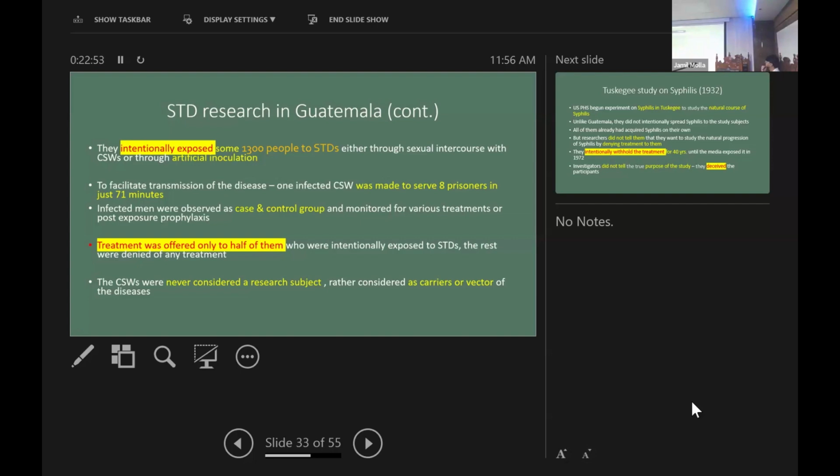That is how they assessed the effectiveness of some treatment, and what the progress of the disease is in those who did not get any treatment. They did this research, and they never considered the sex workers as research participants. They were just used as a commodity, in violation of ethics. So this is again another example of unethical research.